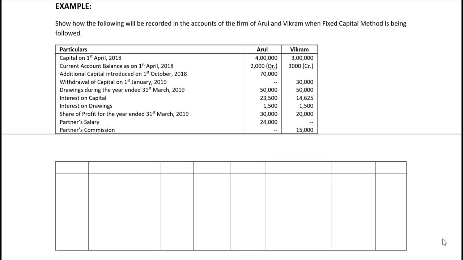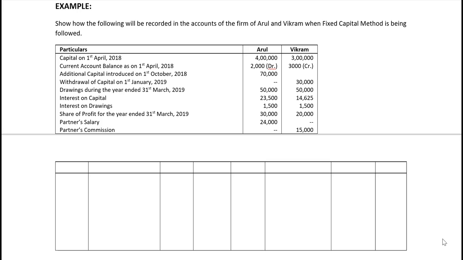Interest on capital amount is given. Interest on drawings, the amount is given. The share of profit for the year ended 31st March 2019 in the case of Arul is 30,000 rupees. For Vikram, it is rupees 20,000. The partner's salary for Arul is given as rupees 24,000. For Vikram, it's nil. And the partner's commission for Arul is nil, and for Vikram, it's given as rupees 15,000.